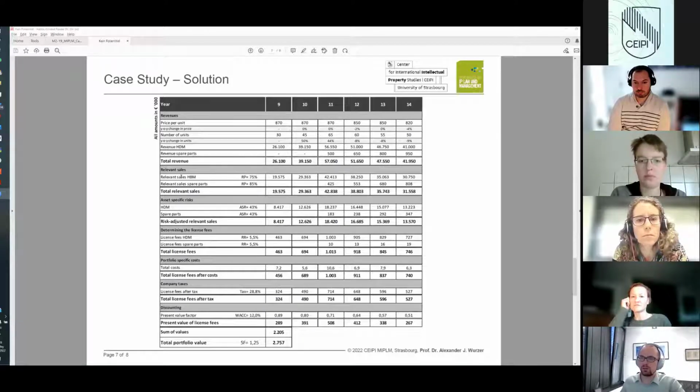Then we split our sales. We have sales for the machine itself, and the respective patent factor, the weight of the patent for the machine, is 75%, and for the spare parts it is 85%. In the first years there is no revenue for spare parts, which is why that is empty, and then it starts to accumulate. With that we have the total relevant sales.